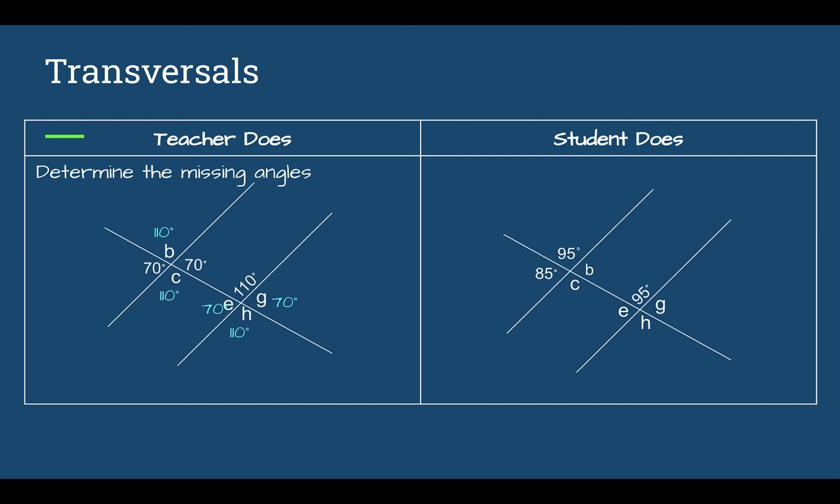No matter which property we use, we're going to get the same answers each time. If you notice too, on basic transversals like this, there is a pattern of the numbers. If you notice that pattern, when you come across basic transversal problems, you can also use that to help you out. So now it's your turn. Pause the video, see if you can figure out the missing angles for B, C, E, G, and H.